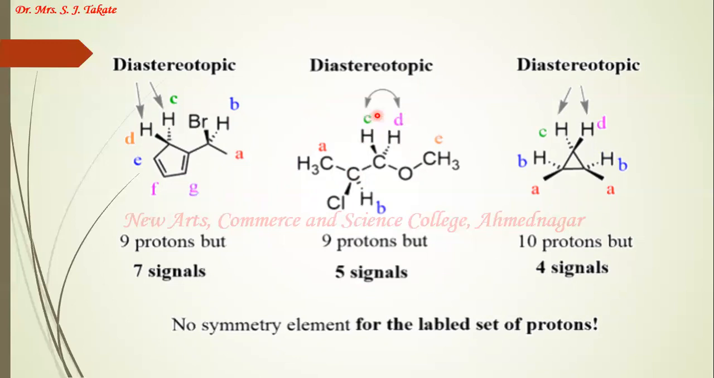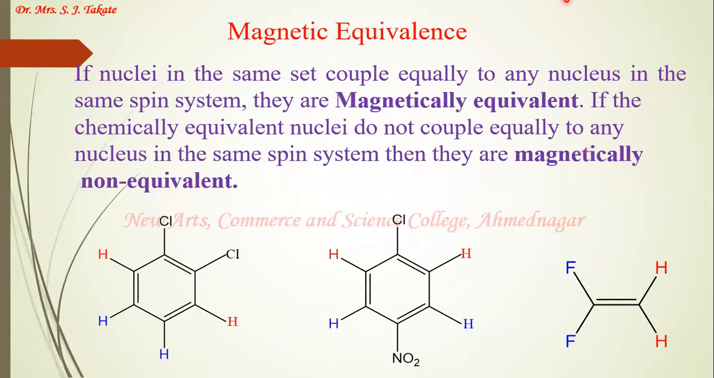There is no plane of symmetry, no axis of symmetry. So C and D are diastereotopic protons. And this example we have already seen, that C and D protons are diastereotopic protons. Here you will find that this is an asymmetric carbon atom, and so these two protons are diastereotopic protons.